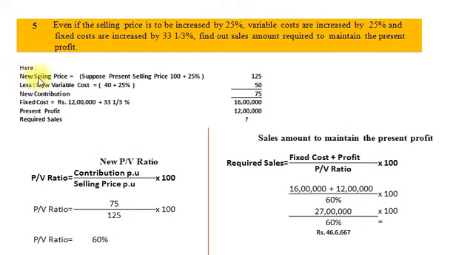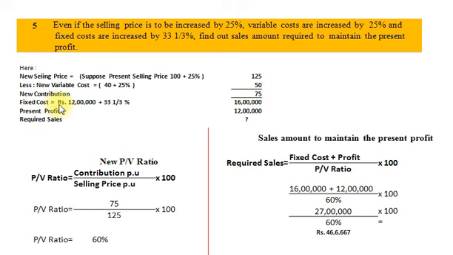Here our new selling price would be old selling price, as per our assumption rupees 100, plus 25% is equal to rupees 125, less new variable cost. Our old variable cost was rupees 40 per unit as per our previous calculation, plus 25%. So our new variable cost would be rupees 50. So 125 new selling price minus new variable cost 50, so our new contribution amounts to 75.